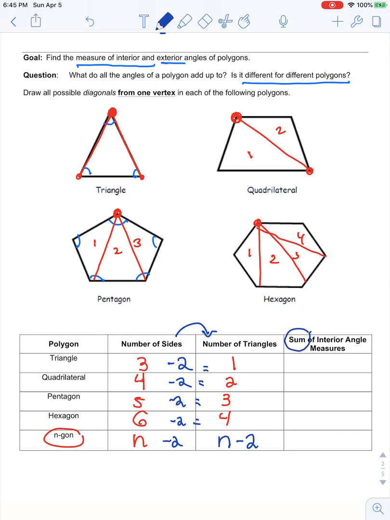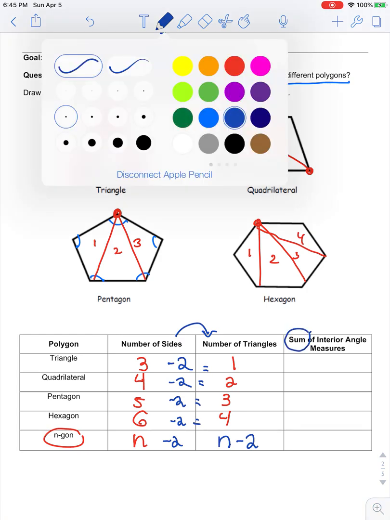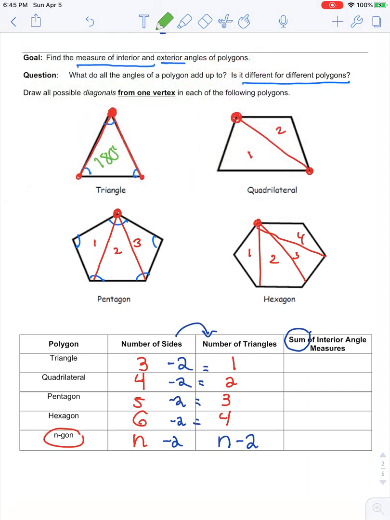Now, how does that help us find the sum of all of those interior angles? Remember that every triangle has 180 degrees. So if there's only one triangle, then there's going to be a sum of 180 degrees. If there are two triangles, or three triangles, and each triangle is 180 degrees, we're going to have to take that number of triangles and multiply by 180. In a quadrilateral, then, the sum of the interior angles is 360.